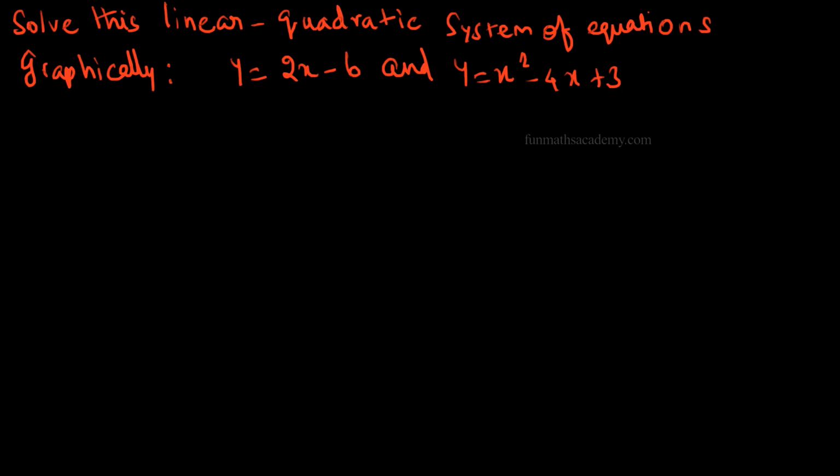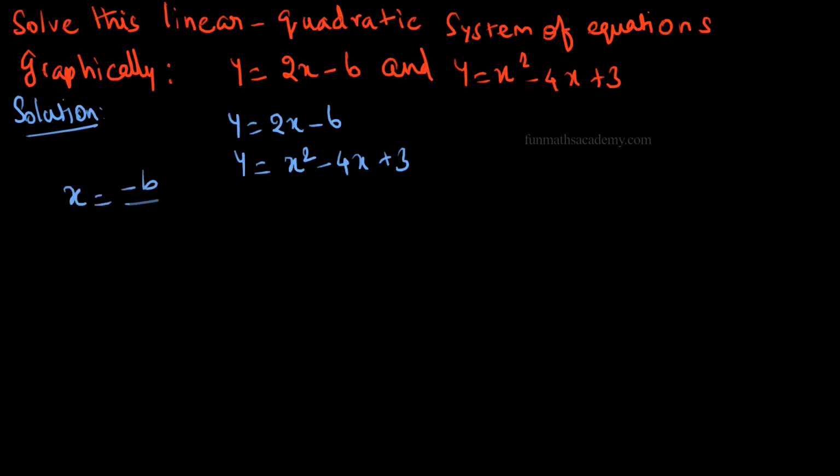y is equal to 2x minus 6 and y is equal to x squared minus 4x plus 3 using the graphical method. First, we should choose values for x. For that, we need to find the central value of the parabola. And to find that, we are going to use the formula x is equal to minus b divided by 2a.